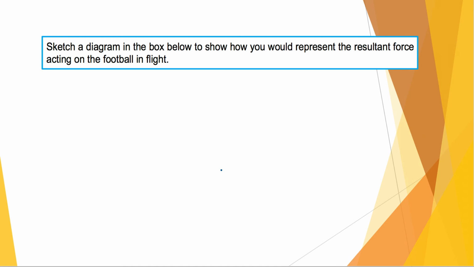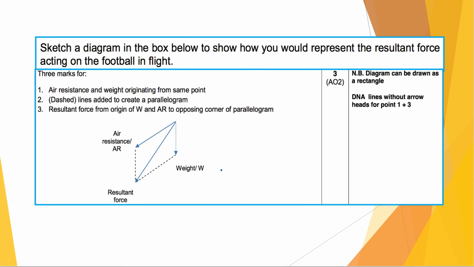Sketch a diagram in the box below to show how you would represent the resultant force acting on a football in flight. So now to show the resultant force, we need a parallelogram of forces diagram. Okay, so pause the video, have a go at that one. So this time it's a 3 mark question, sorry, I forgot to say that in the introduction.